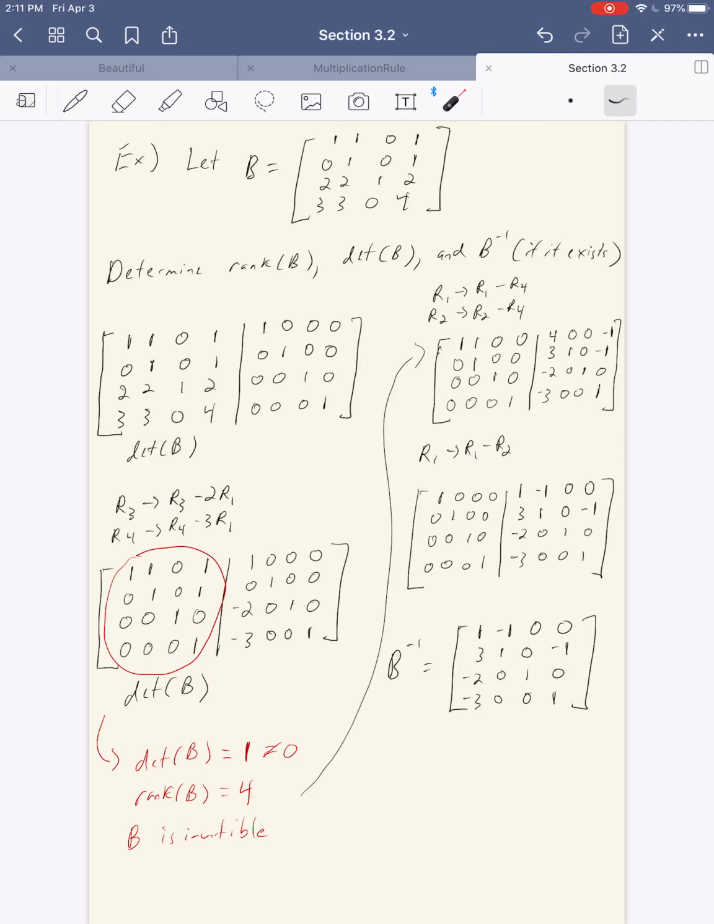It also shows you a nice way of keeping track of all that when you have to augment and keep track of the determinant. Just make sure you have some consistent notation to take care of all that. In the next video, we'll be finishing up 3.2, finishing up the properties of the determinant.